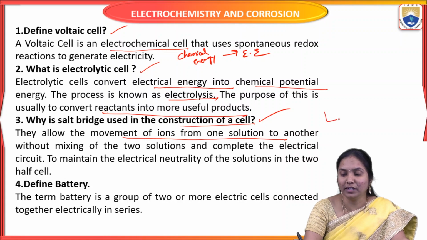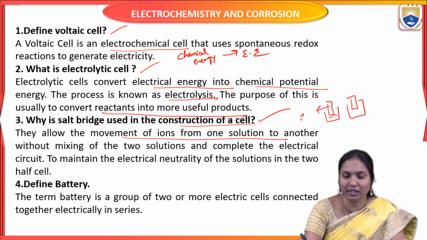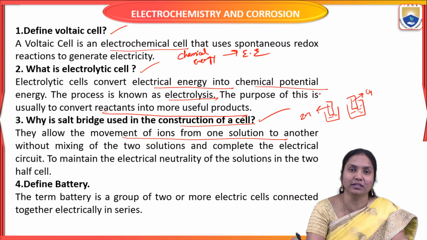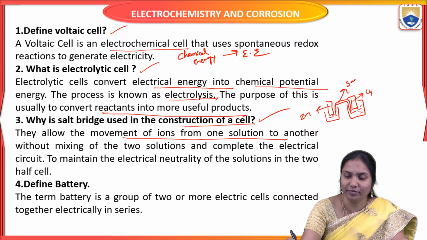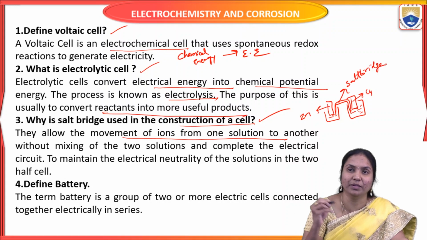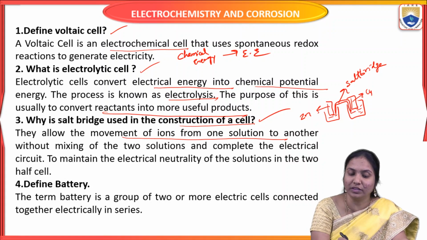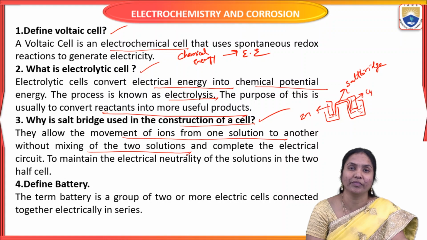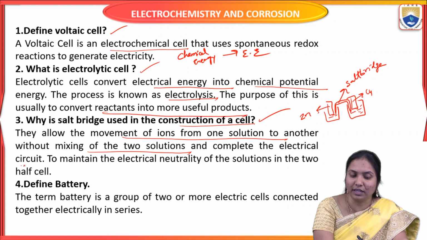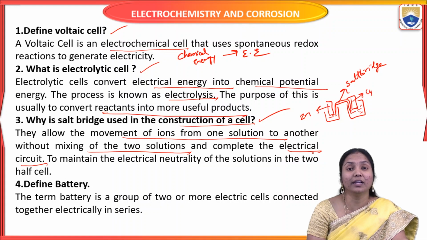For example, zinc and copper. A zinc electrode is dipped in zinc sulfate solution, and a copper electrode is dipped in copper sulfate solution. These two electrolyte solutions are connected by a salt bridge. This is called a salt bridge. It allows the movement of ions from one solution to another without mixing the two solutions, and completes the electrical circuit.